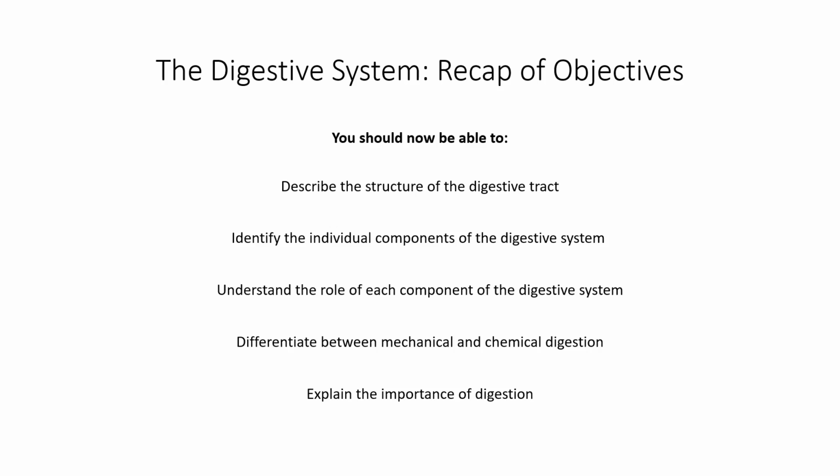So here is a recap of the objectives. You should now be able to describe the structure of the digestive tract, identify the individual components of the digestive system, understand the role of each component of the digestive system, differentiate between mechanical and chemical digestion, and explain the importance of digestion.